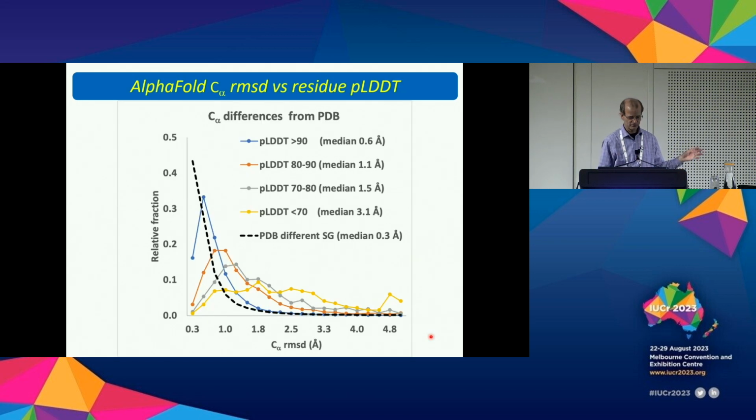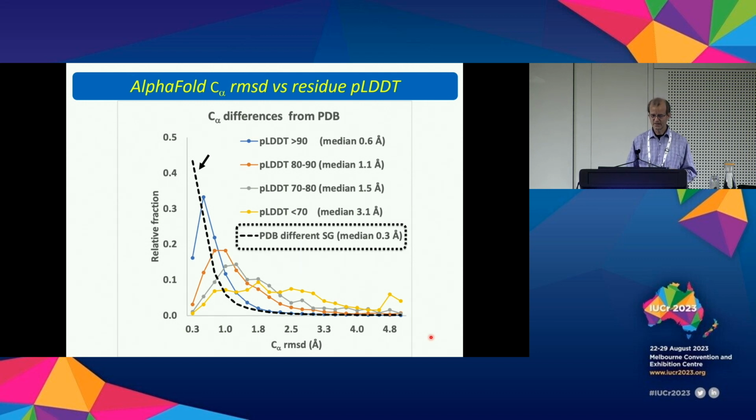So we do all these things: we superimpose all the C alphas of the AlphaFold models onto the PDB structures, and then we look at the C alpha distance differences. First, let's look at the differences for the PDB matching structures in different space groups. That's the big dotted line there. The median difference in locations of C alpha atoms between two pairs of superimposed matching structures is 0.3 angstroms.